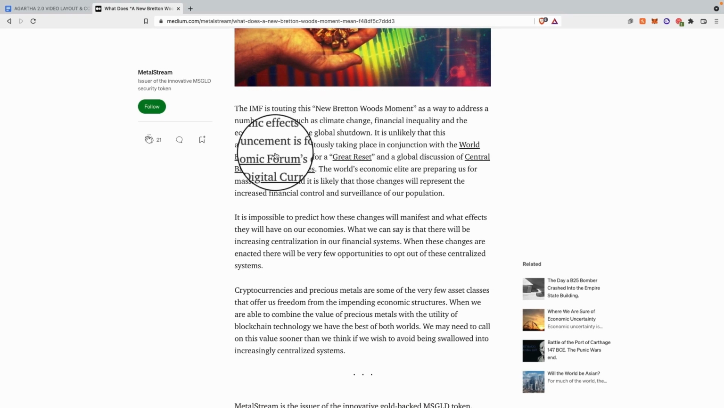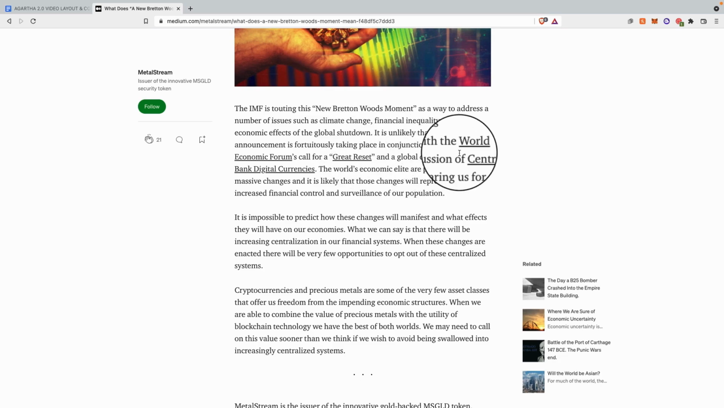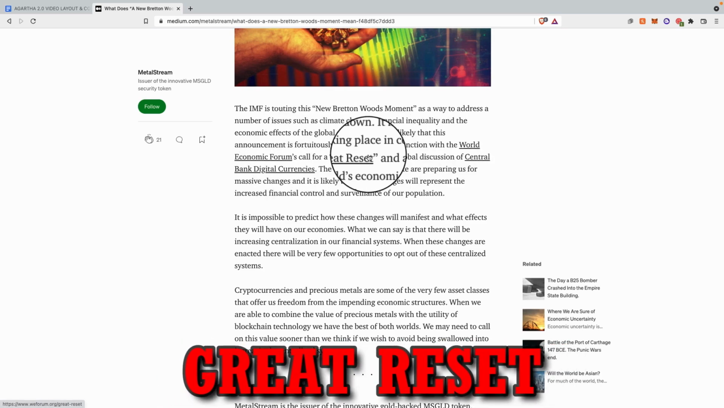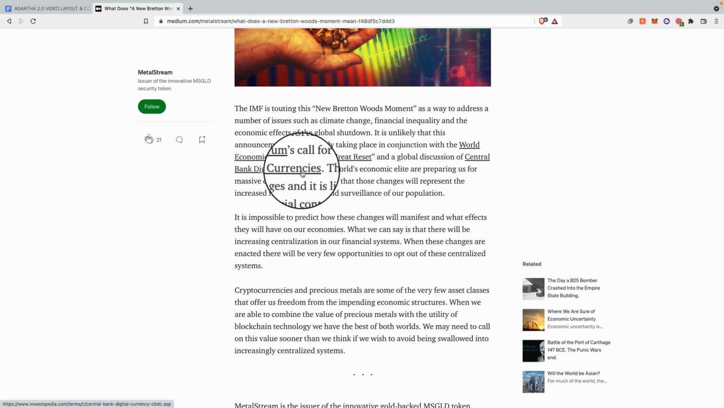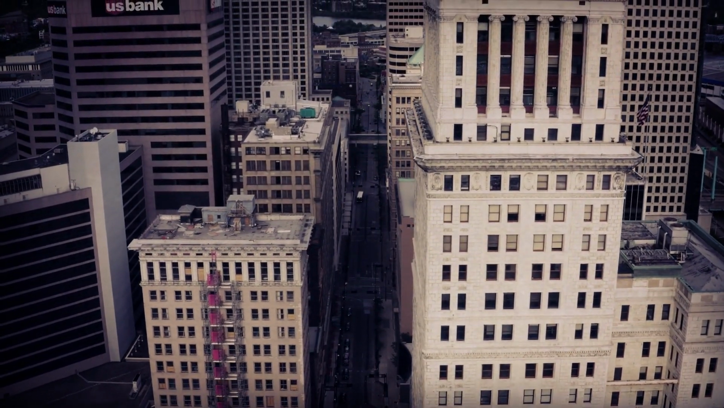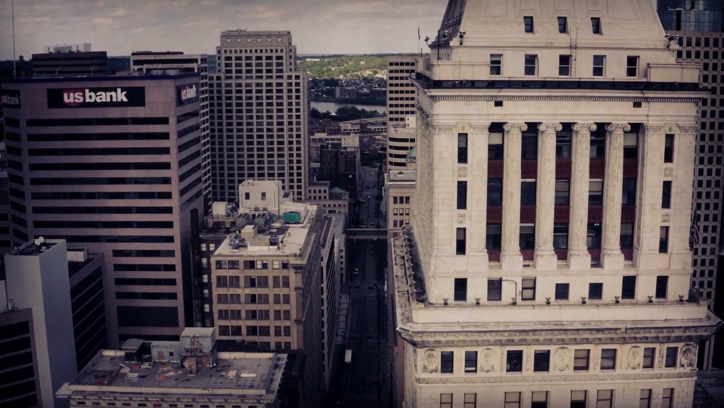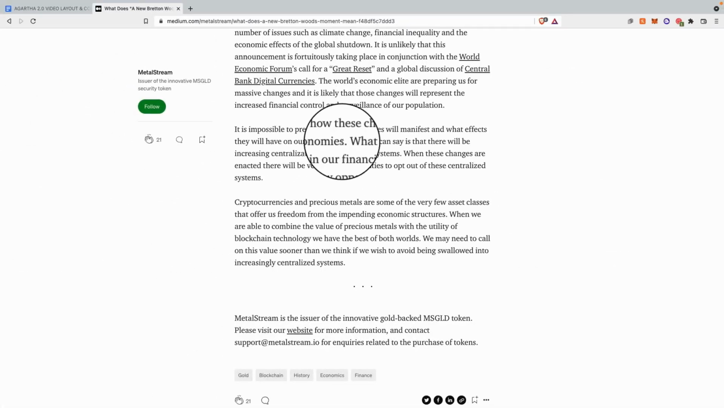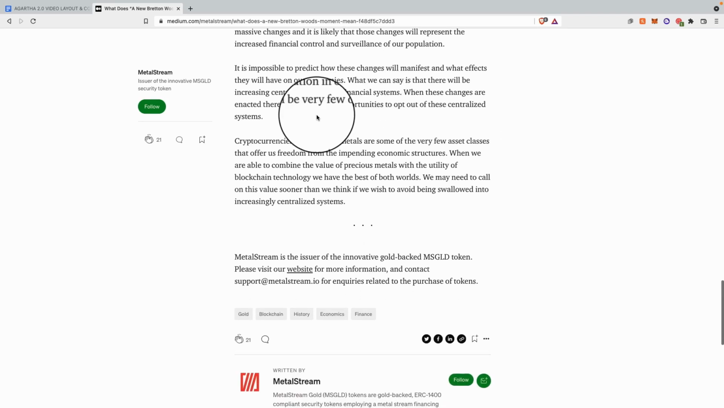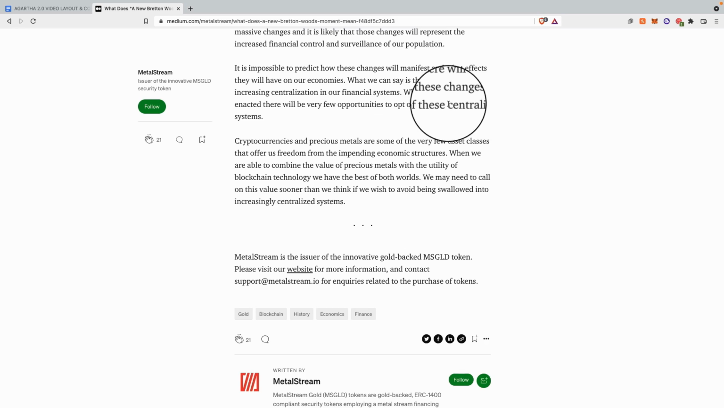It is unlikely that this announcement is fortuitously taking place in conjunction with the World Economic Forum's call for a great reset and a global discussion of central bank digital currencies. The world's economic elite are preparing us for massive changes, and it is likely that those changes will represent increased financial control and surveillance of our population. It is impossible to predict how these changes will manifest and what effects they will have on our economies, but what we can say is that there will be increasing centralization in our financial systems. When these changes are enacted, there will be very few opportunities to opt out of these centralized systems.